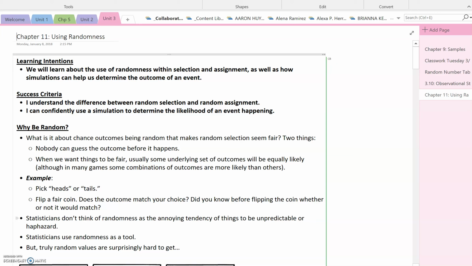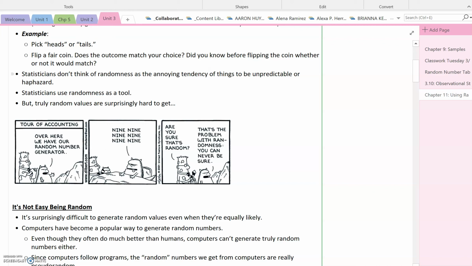I'm going to pick heads or tails. Let me grab a coin here from my coin drawer. Okay, so I have a quarter. I know you can't see me, so I apologize. I'm going to guess heads, and I'm going to flip the coin. It fell on the floor, but it was heads.